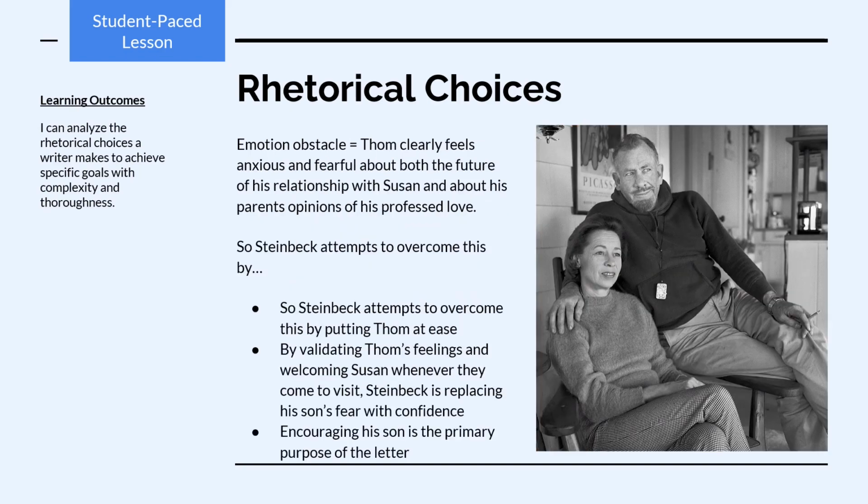Another emotional obstacle, the fact that Tom clearly feels anxious and fearful about both the future of his relationship with Susan and about his parents' opinions of this professed love. So to overcome this, Steinbeck attempts to put Tom at ease by validating Tom's feelings, welcoming Susan whenever they decide to come visit. Steinbeck here is replacing his son's fear with confidence. Yeah, you might even say that encouragement is the primary purpose of the letter.